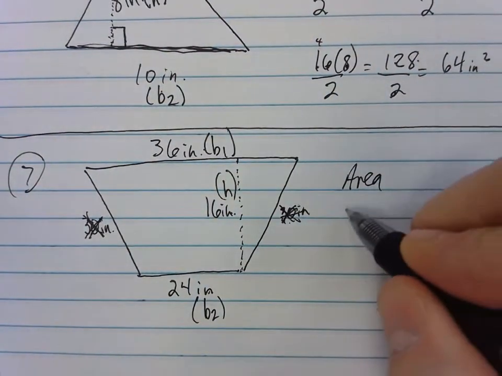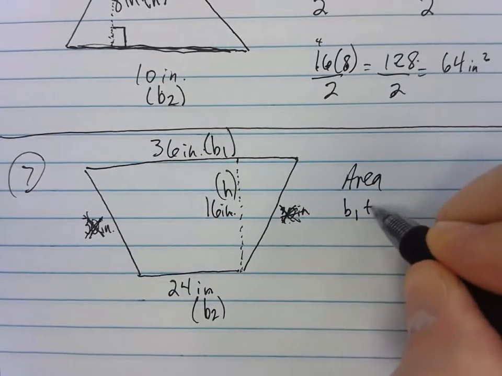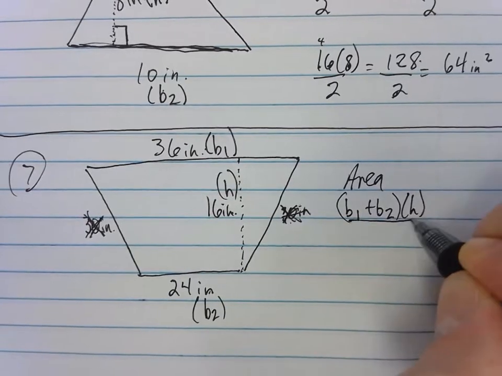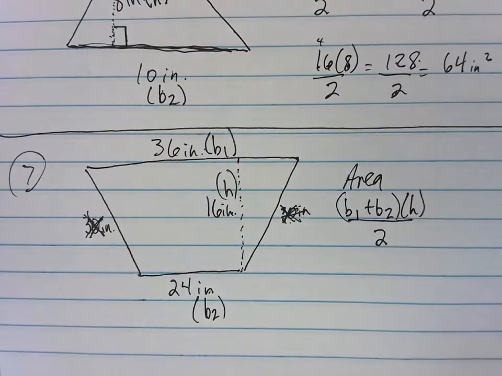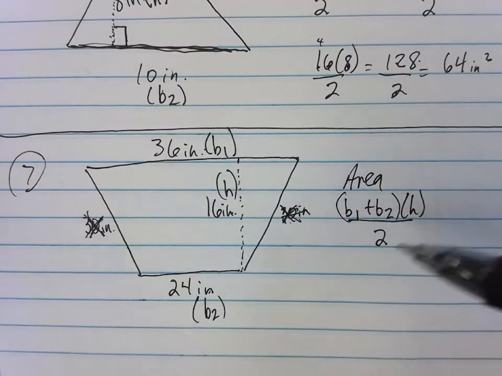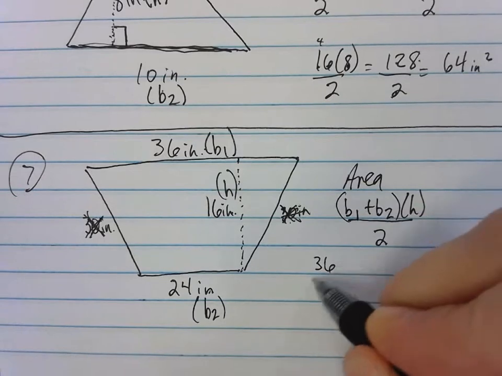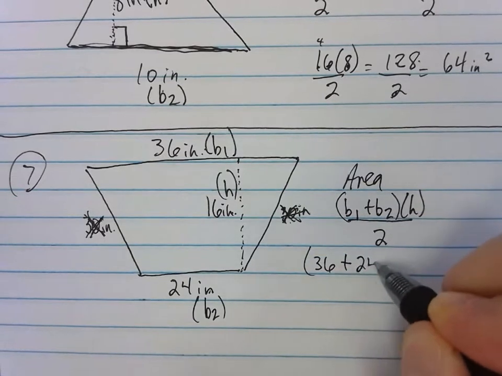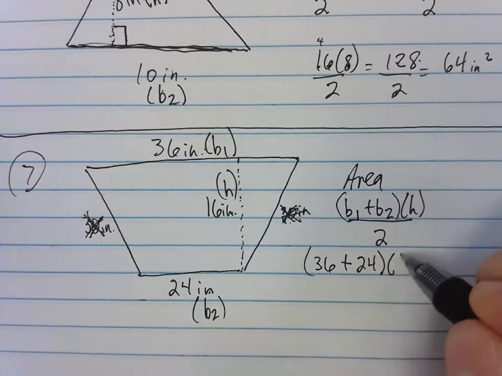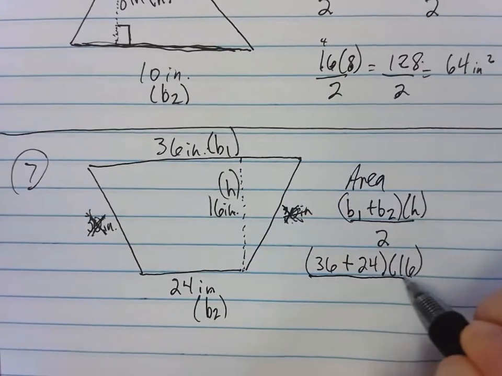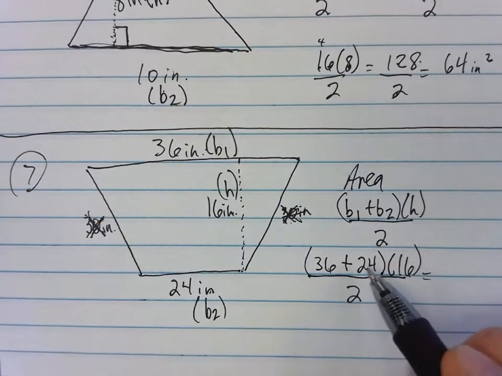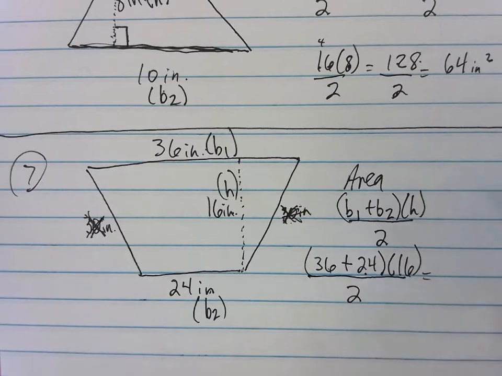All right, so again, the formula is base 1 plus base 2 times the height divided by 2. Okay, so base 1 is 36, and base 2 is 24. I'm going to add those up. So 36 plus 24, base 1 plus base 2. The height is 16. I'm going to multiply that by 16 in just a second. And then we're going to divide all that by 2. Okay, well, I know 36 plus 24 would be 60.